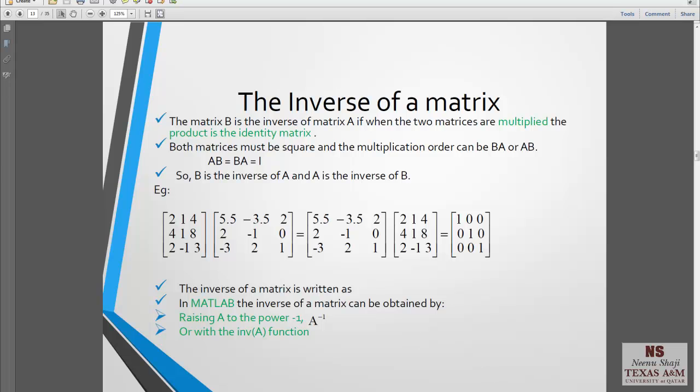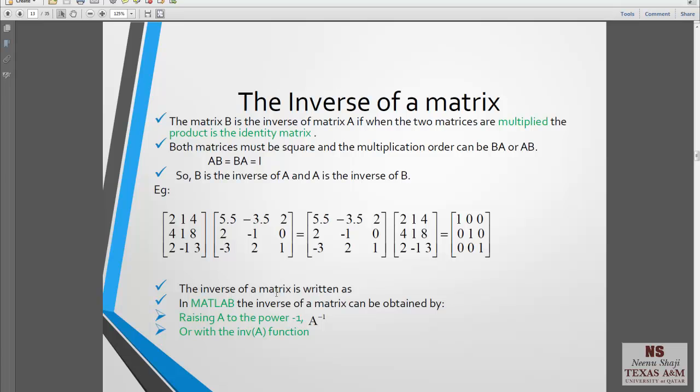The inverse of a matrix. The matrix B is the inverse of matrix A if, when the two matrices are multiplied, the product is the identity matrix. Both matrices must be square and the multiplication order can be BA or AB. Both will give the identity matrix as the result. So B is the inverse of A and A is the inverse of B. Here is an example for the same.